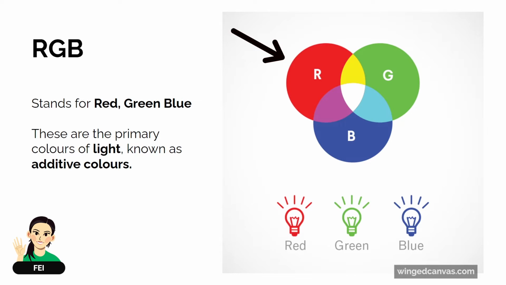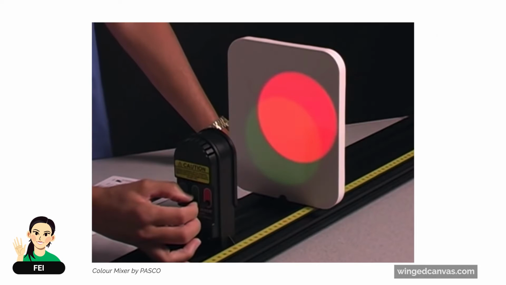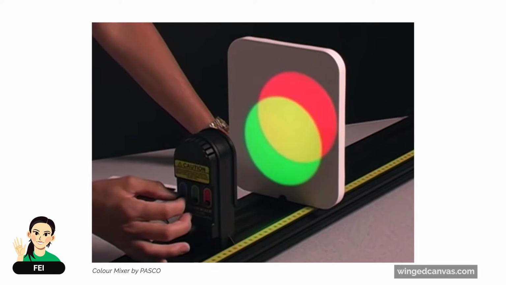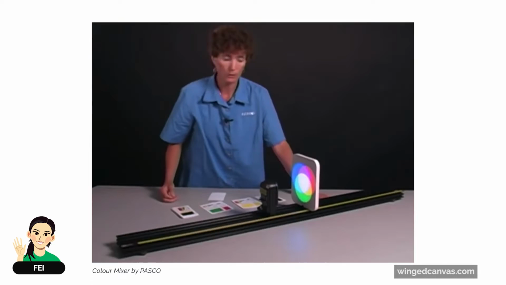Okay, so if you had a red light and a green light and you put them together, they make yellow. And if you have a green light and a blue light and you mix them together, they make cyan. And if you have a blue light and a red light and you shine them together, it makes magenta. When you add light together, they make brighter colors.